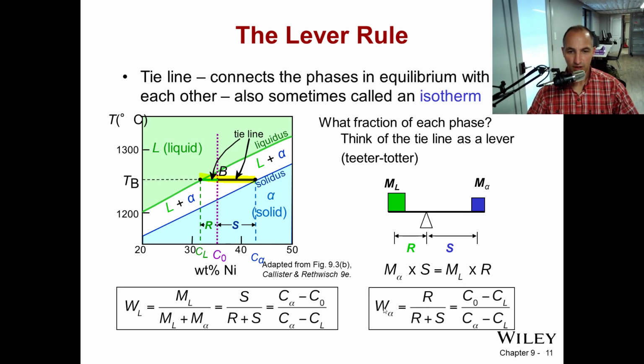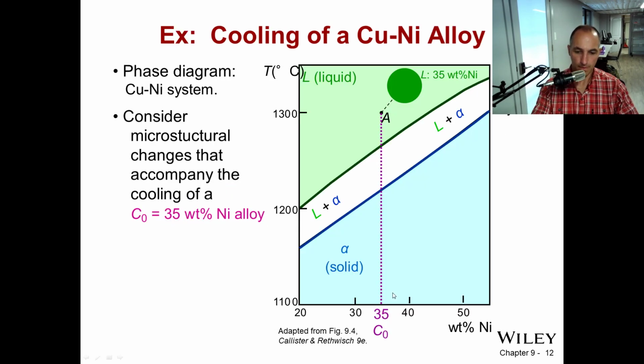And again, for the weight percent of the alpha, just take the length of the tie line opposite of alpha, from alpha, over the total length of the tie line. And you don't have to do both of these calculations, because once you calculate one, to get the other one, since this is a binary phase diagram, the other one is just one minus the other one. So just pick one to do and then easily calculate the one after it.